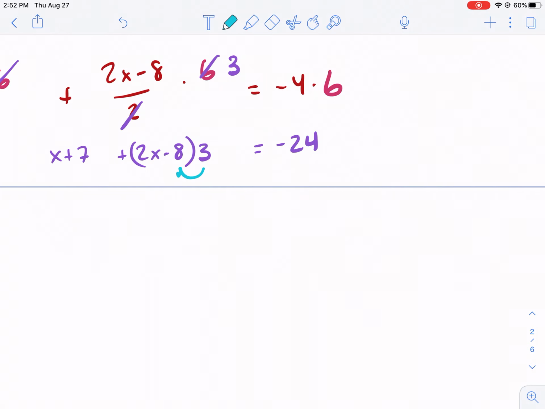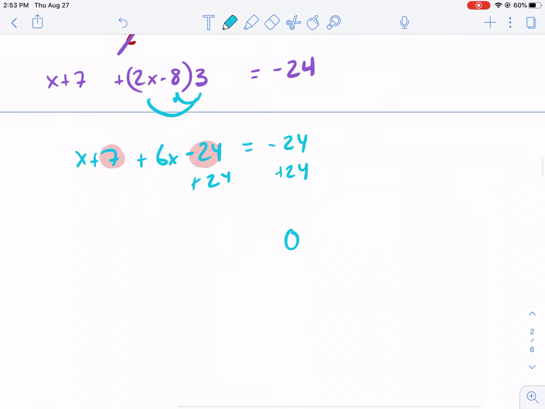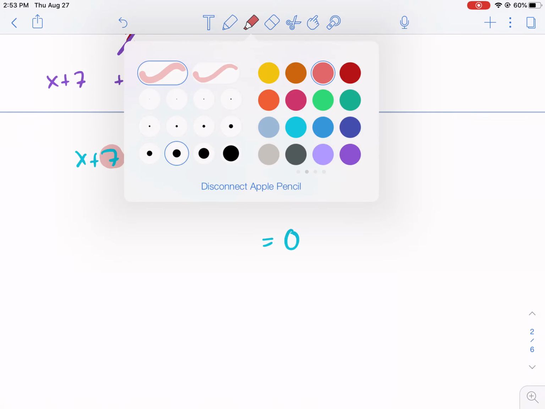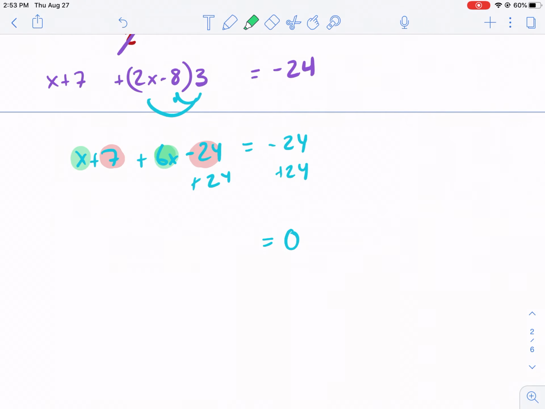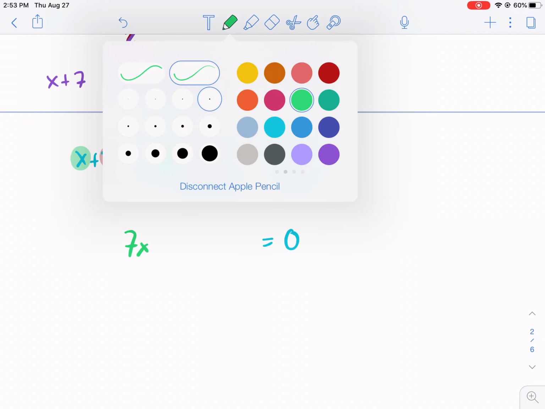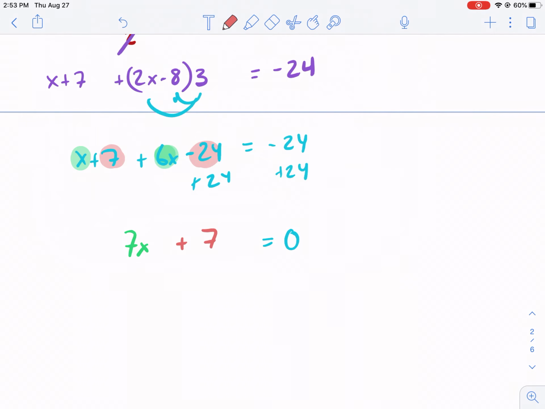Now we're going to distribute the 3 to both terms. We have x plus 7 plus 6x minus 24 equals negative 24. We're going to add 24 to both sides, just so you can see that 0. I guess honestly, we should probably combine these first, but since I already did it, we're going to go ahead and roll with it. We get 0 equals, now I should combine the x and the 6x. So I'm going to combine those to give me 7x, and then I still have that plus 7 I forgot about. That's okay. Now we're going to subtract 7 from both sides.